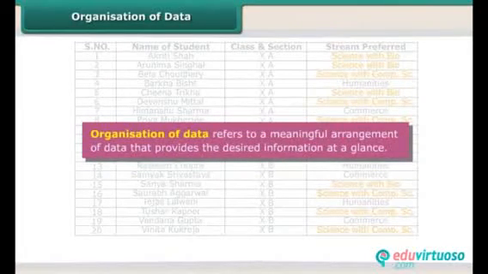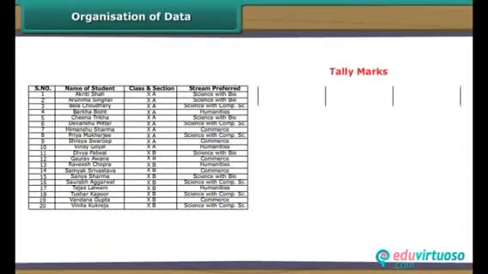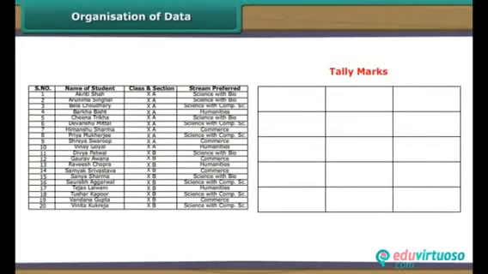Organization of data refers to a meaningful arrangement of data that provides the desired information at a glance. Let us now learn to organize data. We use tally marks to organize data. Let us learn how. Consider the data collected by Sheetal on the stream preferences of class 10 students.